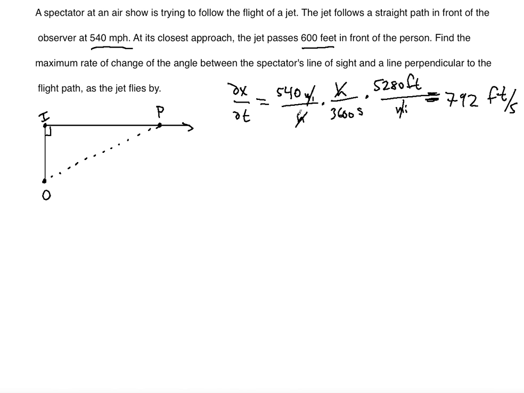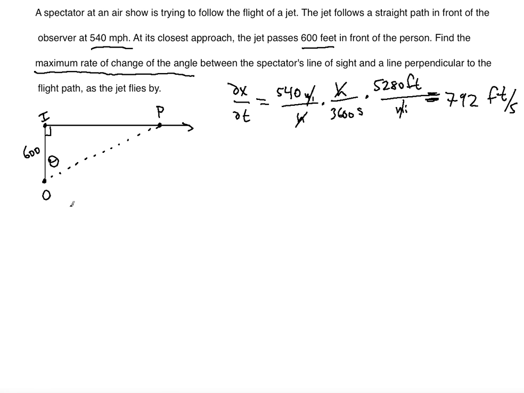So now realize that we have to find the maximum rate of change of the angle. The angle between the spectator's line of sight and the line perpendicular to the flight path is going to be the angle between OP and OI, right? So angle theta. And it says that at its closest approach, the jet passes 600 feet in front of the person. The closest approach will be when the plane is at the point I, right above the observer's perpendicular line. So it's 600 feet, this line segment OI.